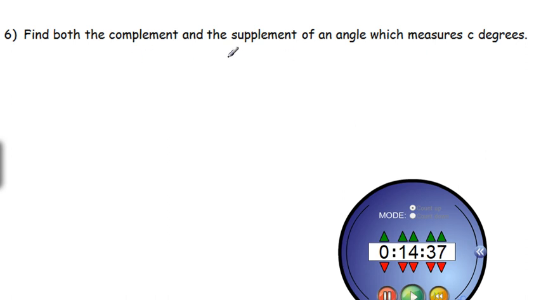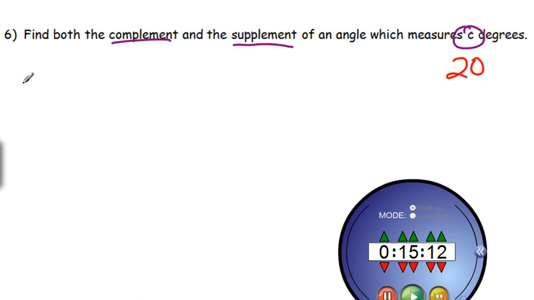Find both the complement and supplement of an angle which measures c degrees. So we've done complement, we've done supplement, but this might be where we get confused. What does it mean by c degrees? Well, c just represents any number. It can be any number we want. If that's still confusing because you're wondering how to find the complement of a number you don't know, let's just say it's 20 degrees. We're just going to pick some random number to be our angle.